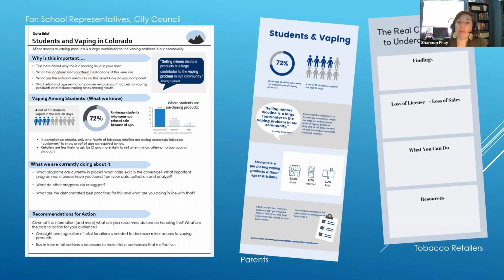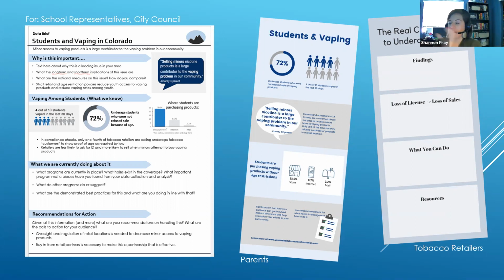Then looking at vaping among students, what we know, we're going to use some of these different visual techniques to display the information. You can see that each one of these is a little bit different, so that when I walk away, I remember that the 4 out of 10 was one thing and the 72% related to something different, and that each of those is separate in my head.